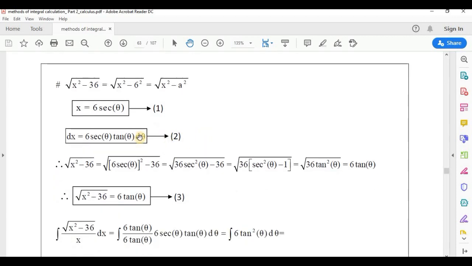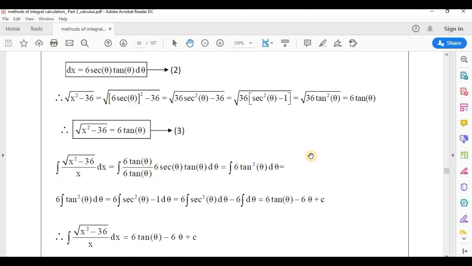The third step, we will try to get rid of the radical expression. We just substitute the value of x in the radical expression, and after opening the bracket, we will get this result. After taking the number as a common factor, it will be 36 multiplied by sec squared theta minus 1, and this value will be equal to tan squared. After the simplification, the final result for this radical expression will be 6 multiplied by tan theta. So the value of this radical expression will be this value, and we will call this equation number 3.